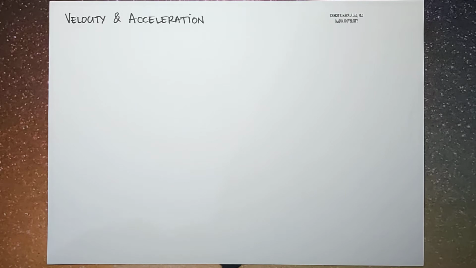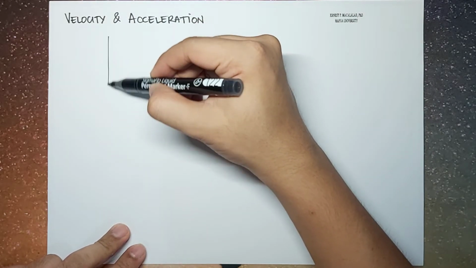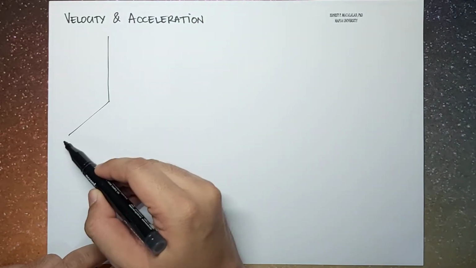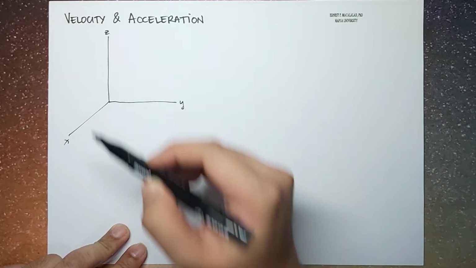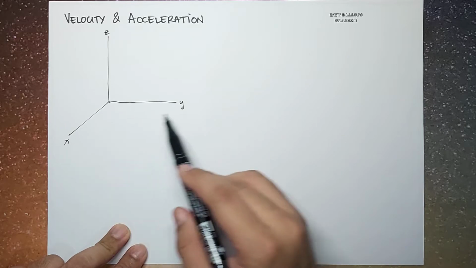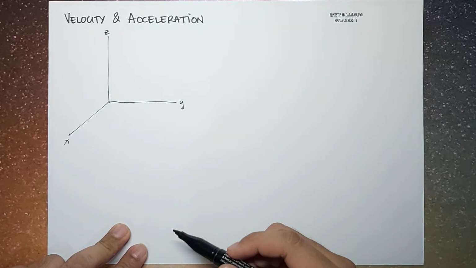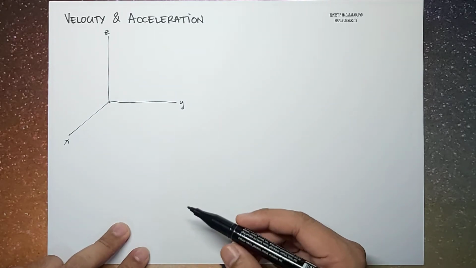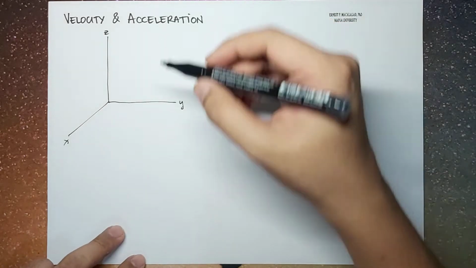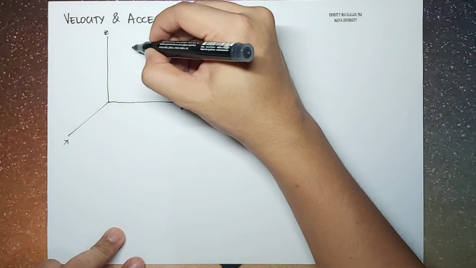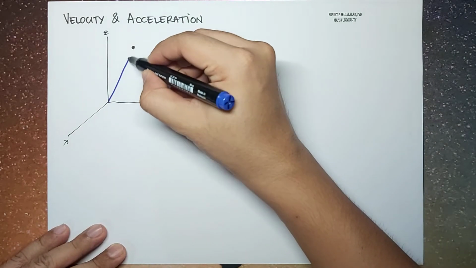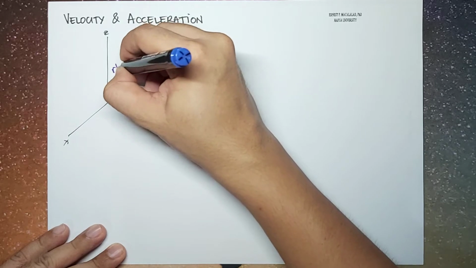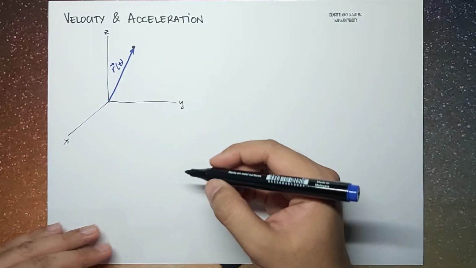So let's first recall the concept of position in the Cartesian coordinate system, as well as displacement. If this is your x, y, and z coordinate system, we can define the position of the particle at this point to be r. So this is r as a function of time.